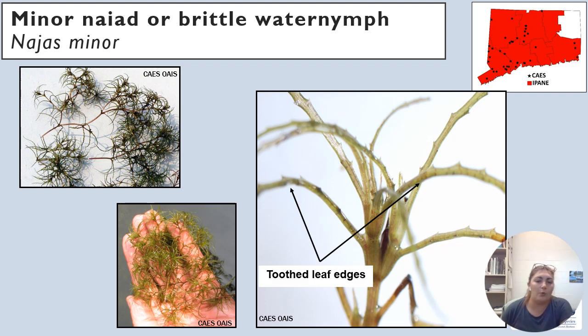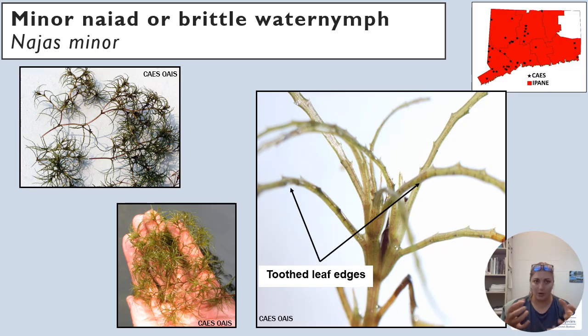Minor naiad or brittle water nymph, also Najas minor. This is an annual, so it sprouts from seed every year. This plant is not often managed while it is invasive because it's low growing. So it's a very bushy plant. It's going to grow in only a couple feet of water, and the leaves are heavily curled, and they have a lot of teeth that you can see with the naked eye.